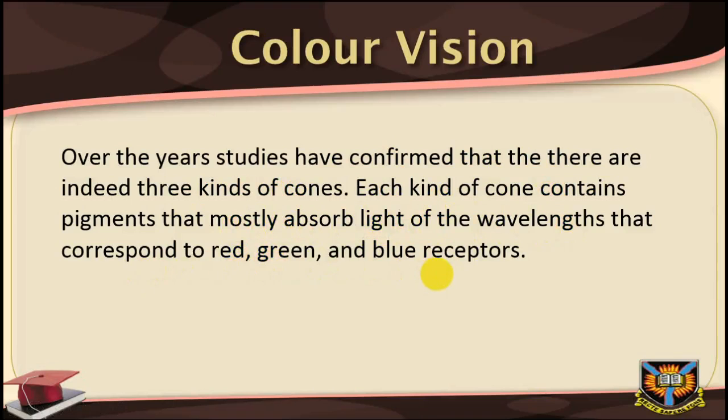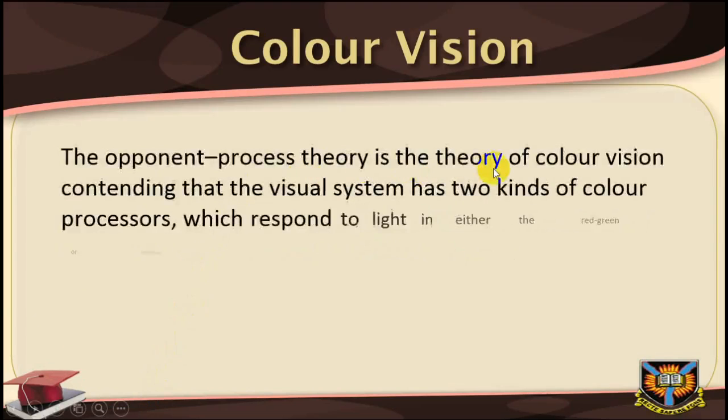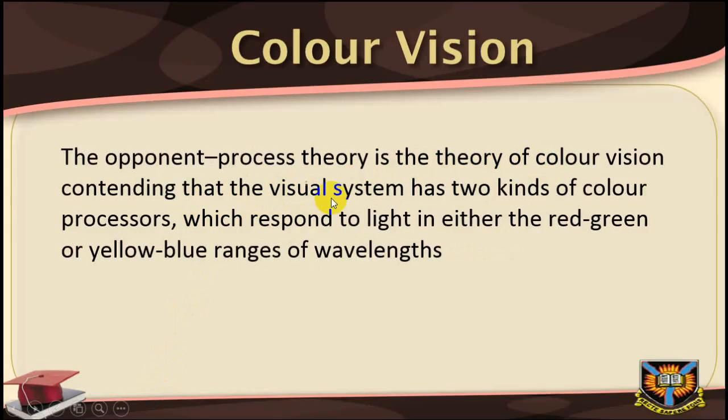After the trichromatic theory, other scientists pointed out that it could not explain 3 intriguing phenomena: complementary color, color afterimage, and partial color blindness. Hence, the opponent process theory was proposed to provide explanations. The opponent process theory is the theory of color vision contending that the visual system has two kinds of color processors which respond to light in either the red-green or yellow-blue ranges of wavelengths. Visual perception.